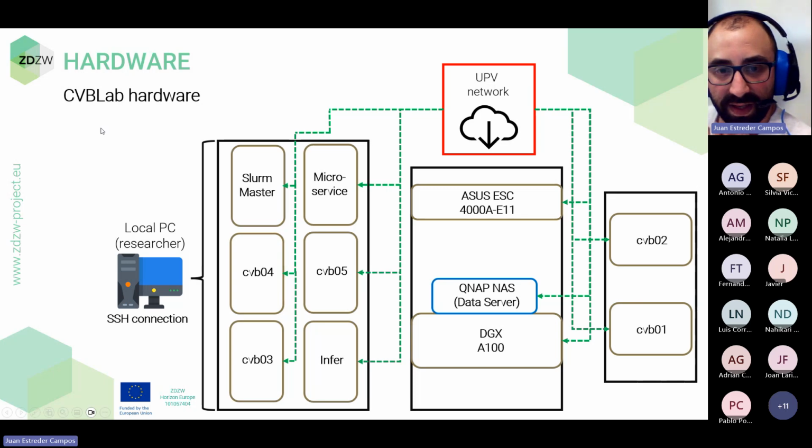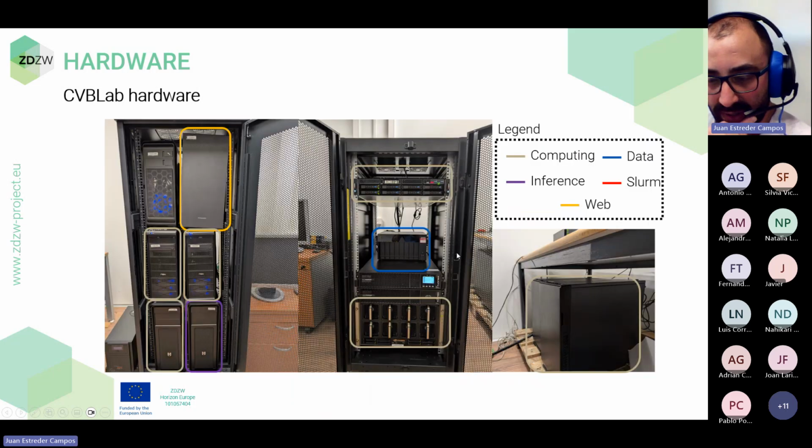Now here we have the structure of the servers. We have 5 servers especially developed for developing deep learning models, one for inference, and another for the web application that Adrian has shown you in the previous part. Okay, and here we have a picture of our setup.